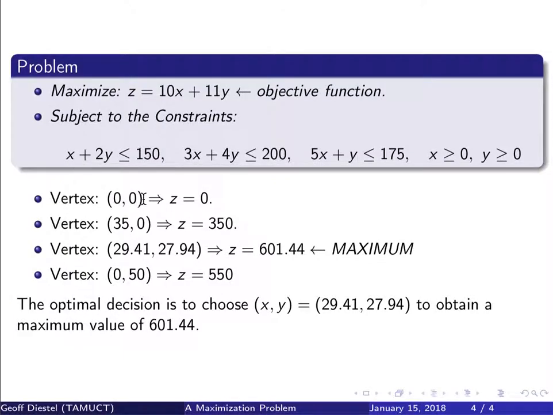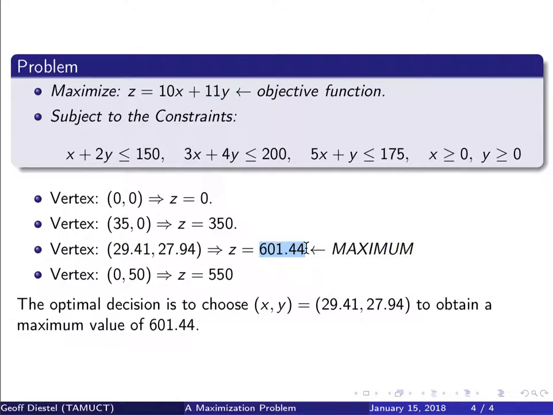So again, plugging 0 and 0 in, we get 0. Plug 35 and 0 in, we get 350. And you can see I'm doing this for all of them. The vertex which has x as 29.41 and y as 27.94 gives us a maximum value of 601.44.